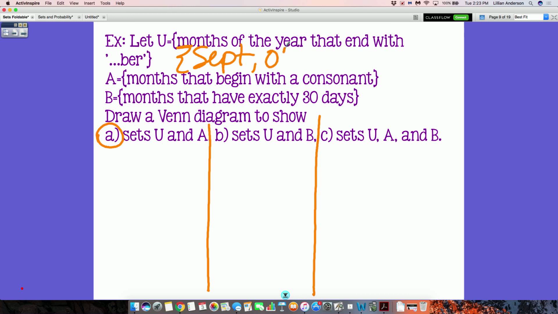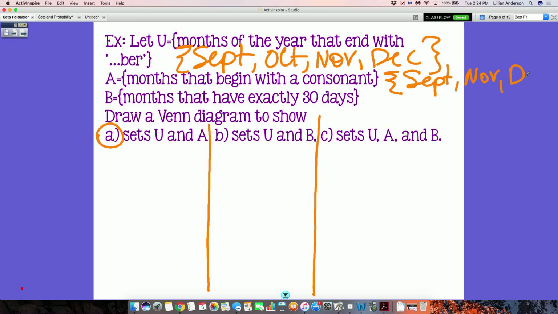September, October, November and December. So instead of just saying that this is what the set is, they can also say that. How many elements are in the universal set? There should be 4 months on your diagram, correct? Now A says the months that begin with a consonant. Consonant is what? Not a vowel. So that's September, November, and December. Instead of just writing out the months, you had to think a little bit and figure out what those months are.